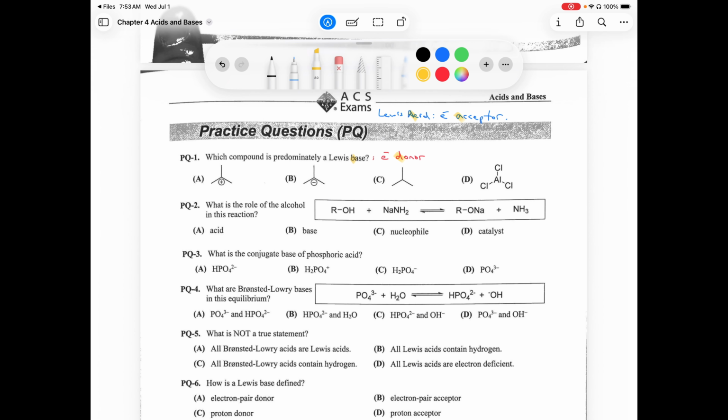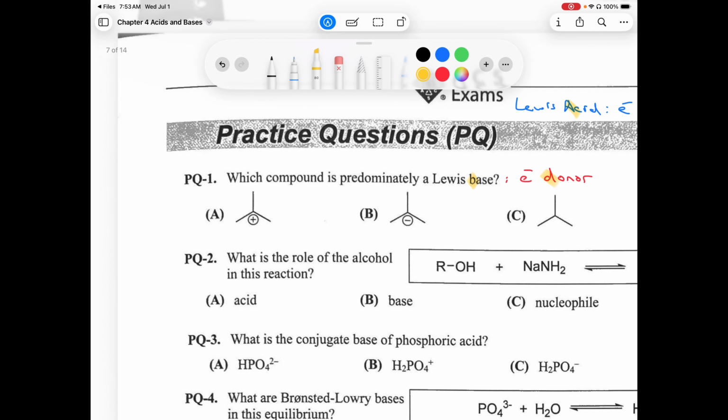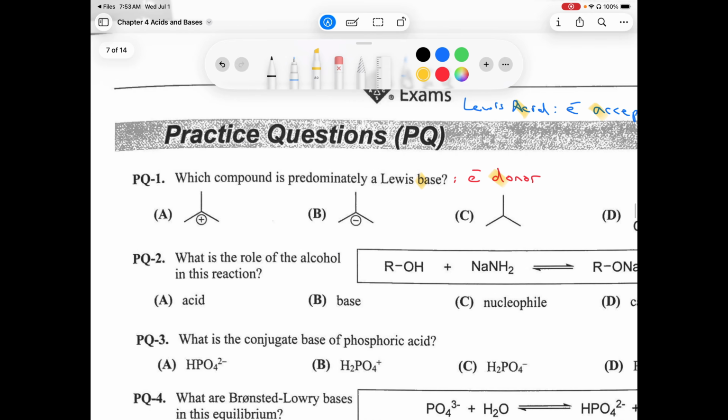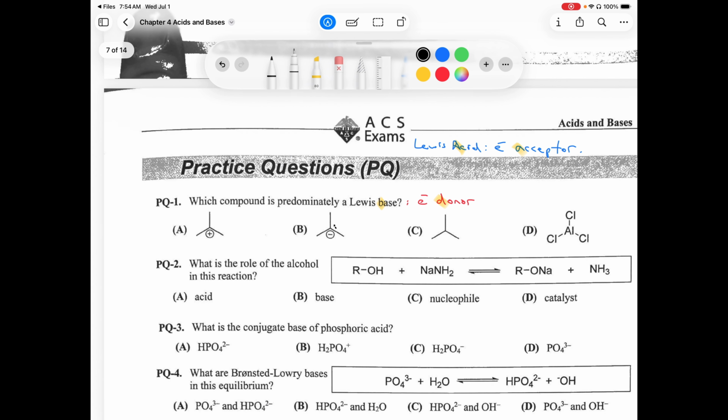Now, if we take a look at each one of these, which one is going to be a Lewis base and an electron donor? Well, the first one is a carbocation, so there's no electrons to donate there. If we take a look at B, though, we see we have a carbanion, and therefore there's a lone pair that's not drawn in, but it's implied that there's a lone pair on this carbon with a negative charge. And so that could be an electron donor, right? It could serve as a nucleophile. C is just a straightforward alkane. It's just isobutane. There's no electron donation there.